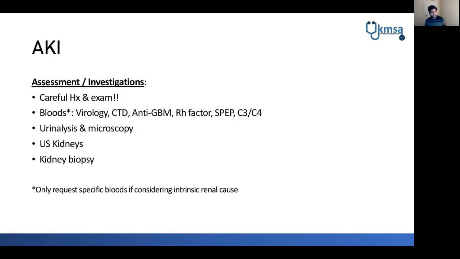Then if you can't find out still, then you can go around digging. Usually, urinalysis and microscopy is always a good bet. It tells you if there's CAS, it differentiates a lot of things. Blood you can request if you're thinking about intrinsic renal, then you're digging around looking for virology, connective tissue disorders, Goodpasture syndrome, rheumatoid, all these different things that can be related to inflammation. And ultrasound kidneys, like you mentioned, and then a kidney biopsy. So kidney biopsy is really gold standard.